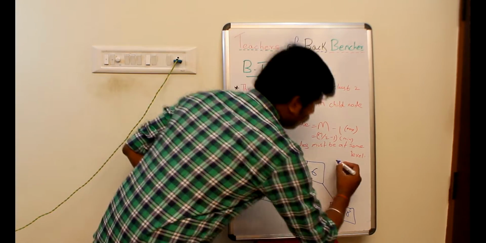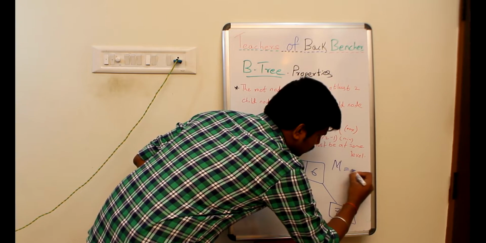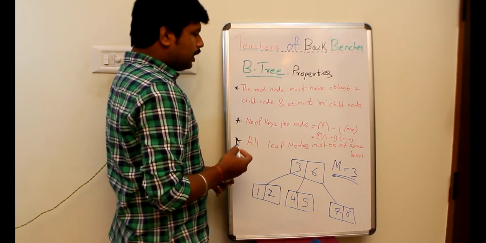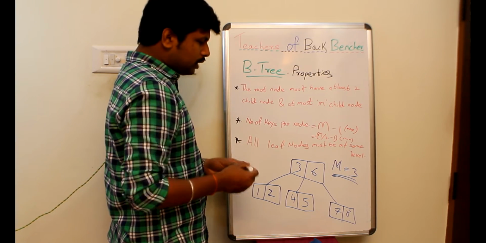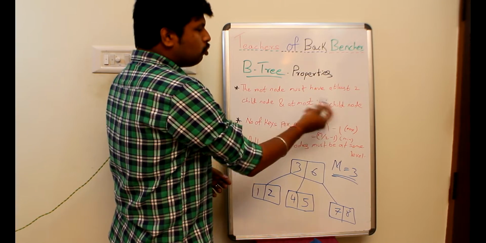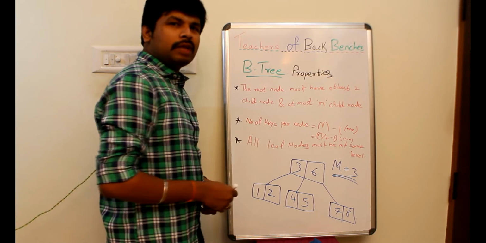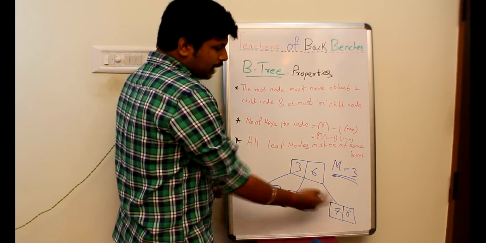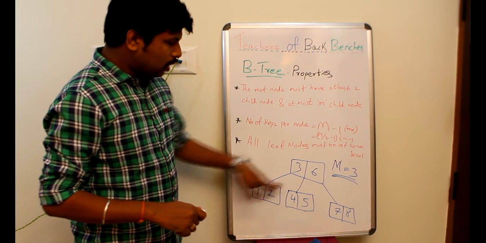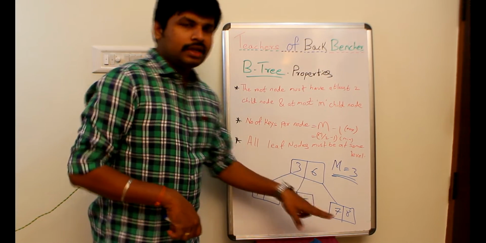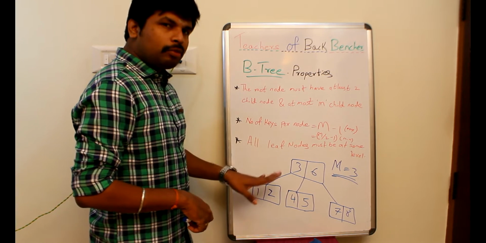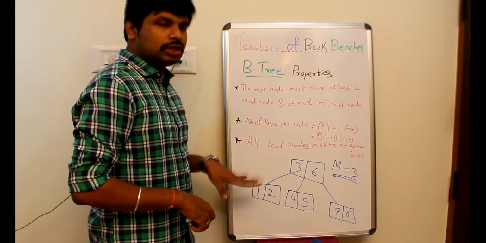For example, if m is equal to 3, that means at least two children per node. And at most m children means each node can have a maximum of 3 children. So this is child 1, this is child 2, and this is child 3. This is a sample B tree where you can see that it satisfies the B tree property as well as the binary search tree property.